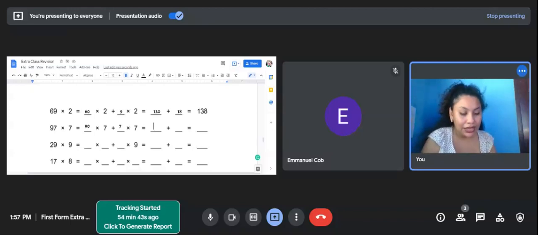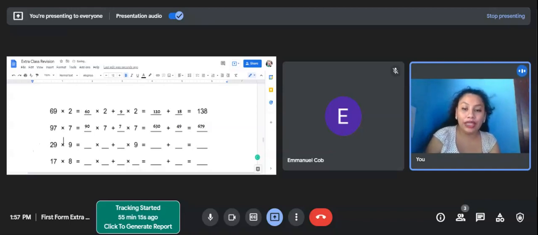One moment. I need to multiply 90 by 7. All right? And then I'm going to multiply 7 by 7. So 90 times 7 gives me 360. And then 7 times 7 gives me 49. And then when I take 360 and I add 49, I get 679. And that is that one.